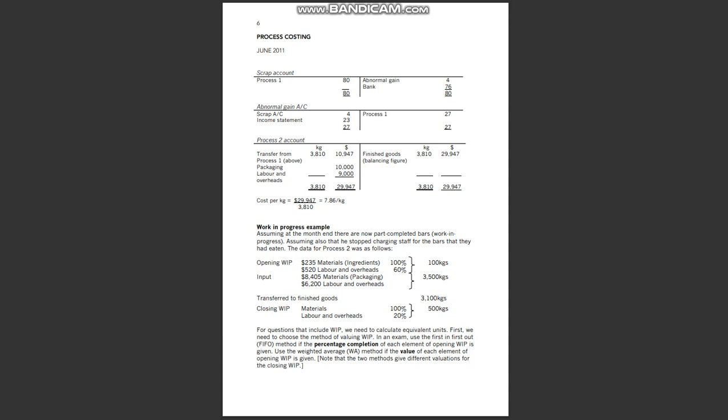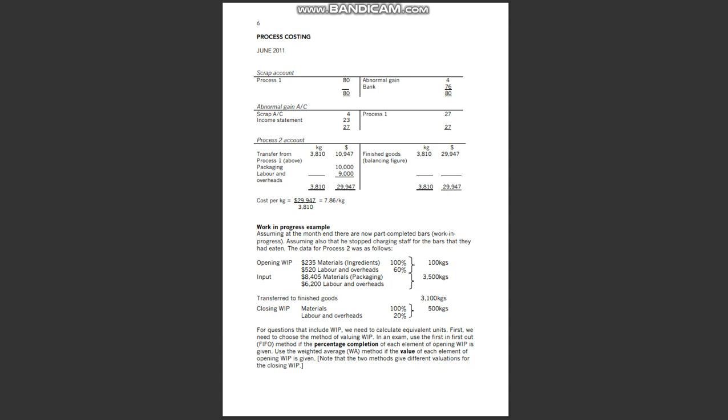First, we need to choose the method of valuing work in process. In an exam, use the first in first out method, also called FIFO, if the percentage completion of each element of opening work in process is given. That means if the opening work in process is given in the question, then we use the FIFO method. Otherwise, we use the weighted average method.